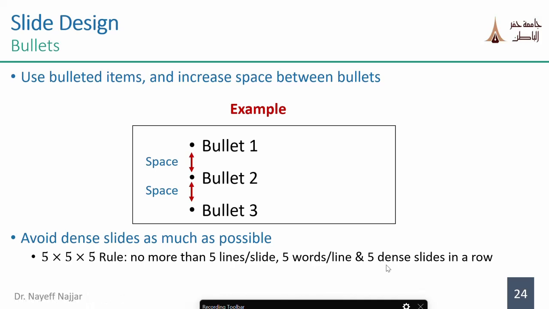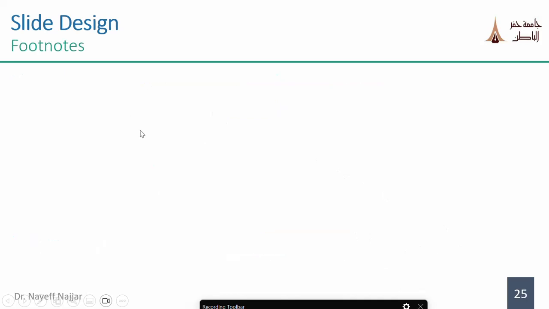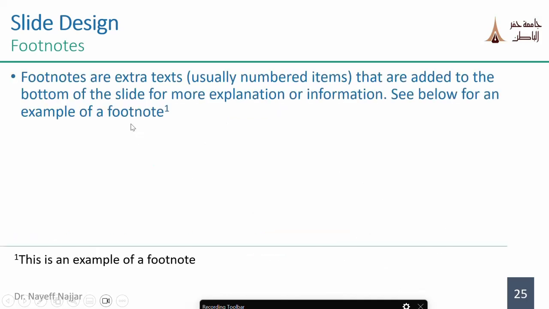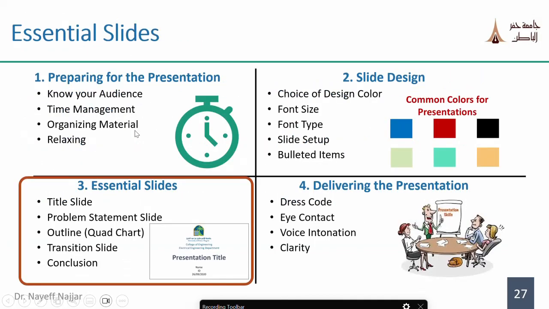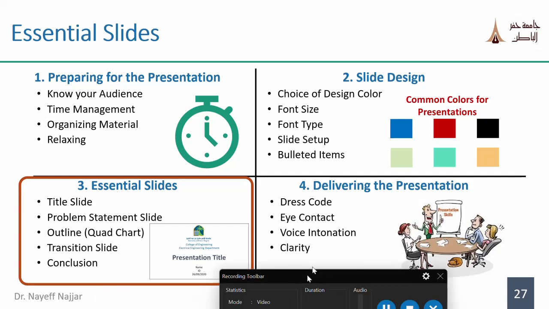Sometimes you have to make some dense slides. At least don't make them in a row, next to each other. So have a dense slide and then have 2 or 3 slides that are less dense, and then have another dense slide. Don't make more than 5 dense slides in a row. So this is important. I will not talk about footnotes now. Let's go to some essential slides that you need to have in your presentation.